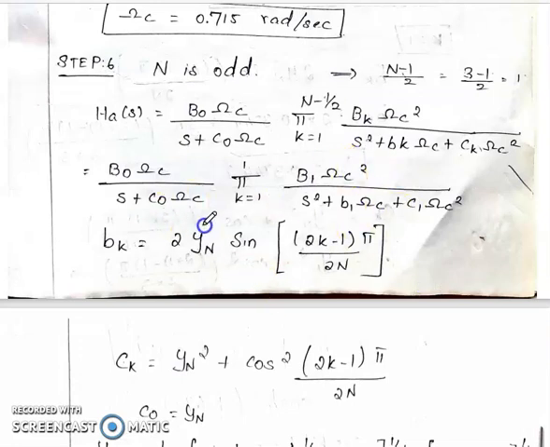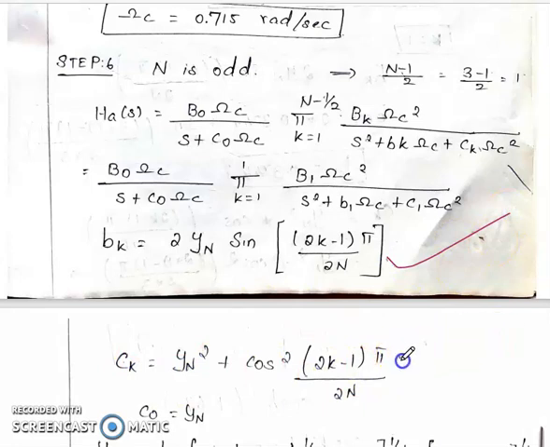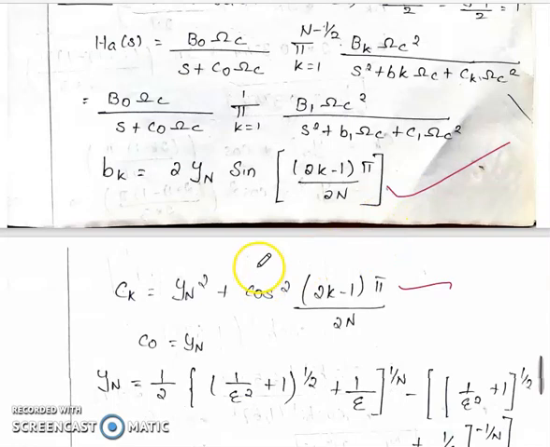So we have to calculate the bk value. We know the formula, and ck also we know the formula, but here we need only one solution, c1. So we consider this equation, c0. We know the formula of yn.